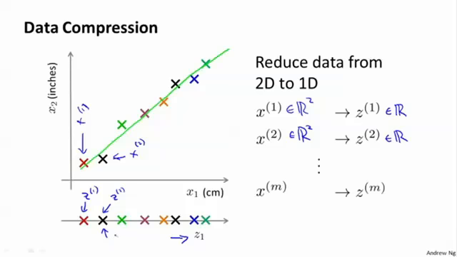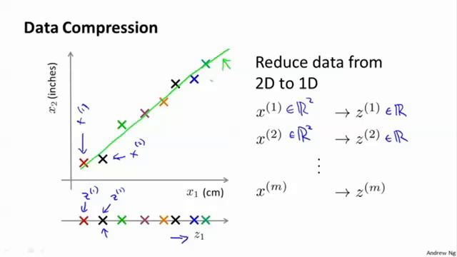So just to summarize, if we allow ourselves to approximate the original data set by projecting all of my original examples onto this green line over here, then I need only one number, I need only one real number, to specify the position of a point on a line.